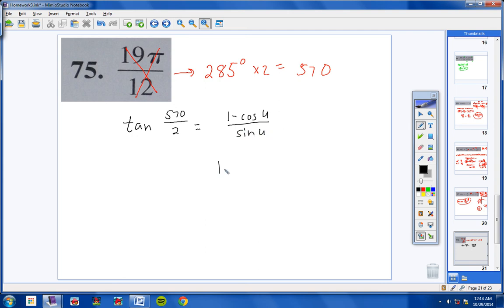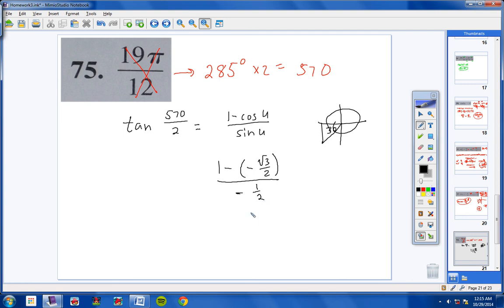We have 1 minus, now from the past two problems, we already know the cosine of u is negative square root of 3 over 2. Now the sine of u would be the sine of 570 degrees. So 570, of course, is this all the way to here with 30 in here. So sine in the third quadrant is negative, and the sine of 30 degrees is 1/2. So there we go, okay?